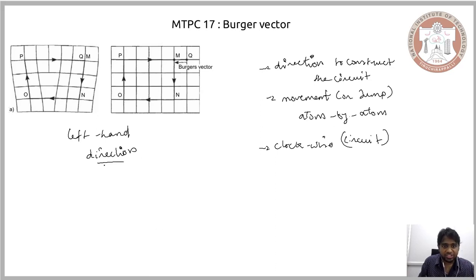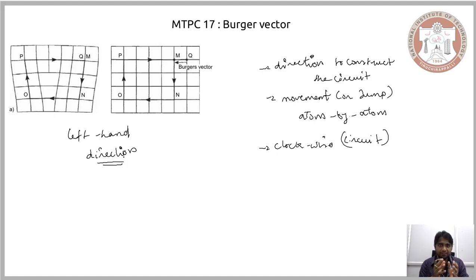So, instead of a clockwise construction of the Burger circuit, we have considered an anti-clockwise depiction of the Burger circuit. Even if you do that, you can give it a try, what you would observe is that the magnitude of the Burger's vector would remain the same. After all, magnitude is the amount of distortion that is introduced by the dislocation. Therefore, it will remain the same. However, the direction of the Burger's vector will vary.